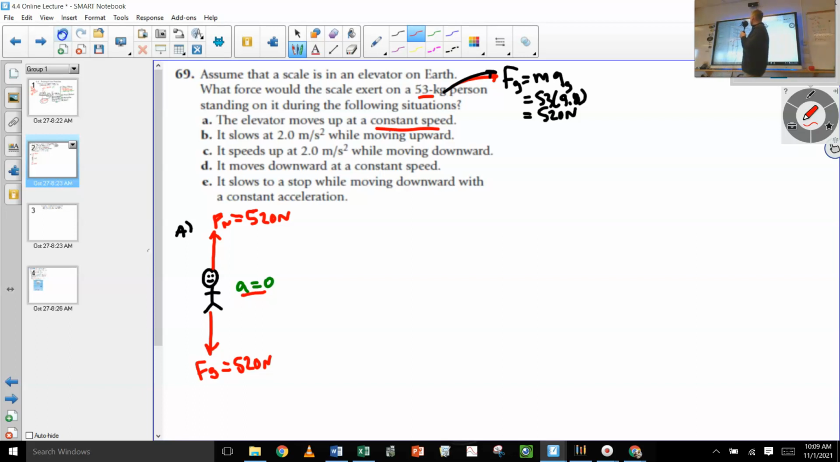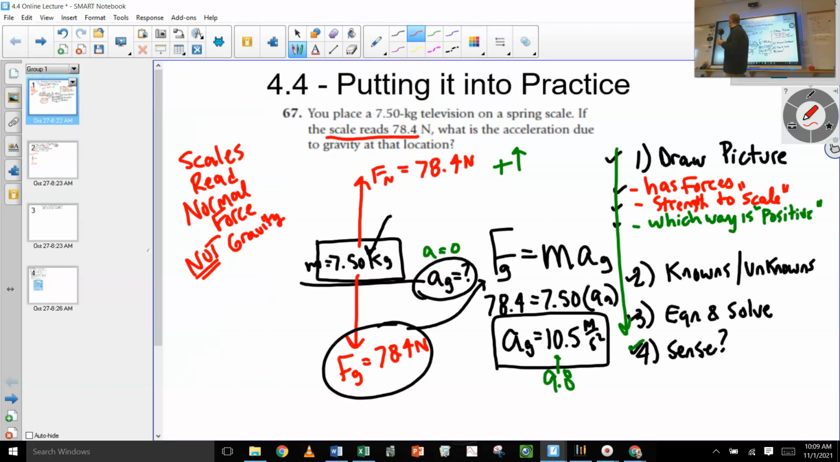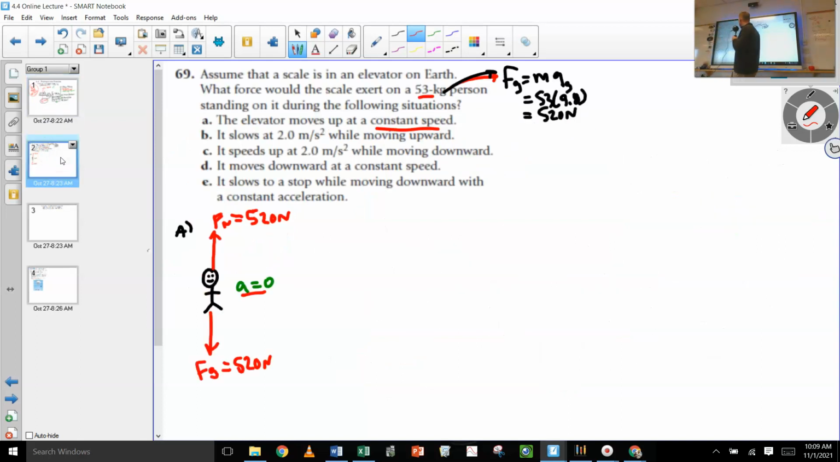So part A says, what does the scale exert? What does the scale read? And remember from our last question that scales read the normal force, not gravity. So what's the normal force in this scenario? The scale is going to read 520.